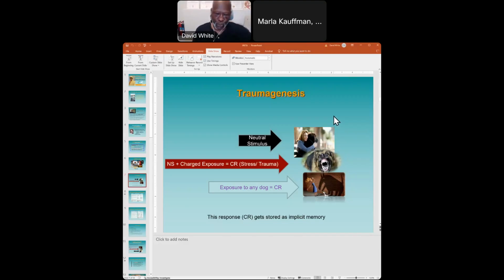Implicit memory does not get stored in the hippocampus. It gets stored in other parts of the brain and in the nervous system. And so anytime you're coming up on a situation that is similar to the thing that caused you the distress, you can become triggered. And we'll talk about that a little bit later.